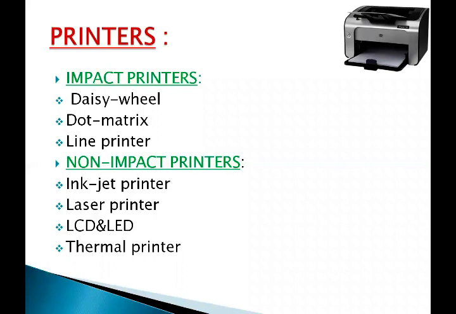Number one is impact printer. They print by striking the ribbon against the paper. Non-impact printers print on paper using magnetic, electrostatic, thermal, optical, or inkjet methods.